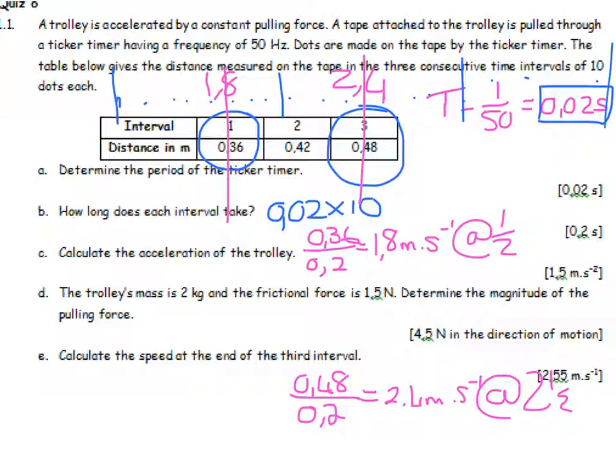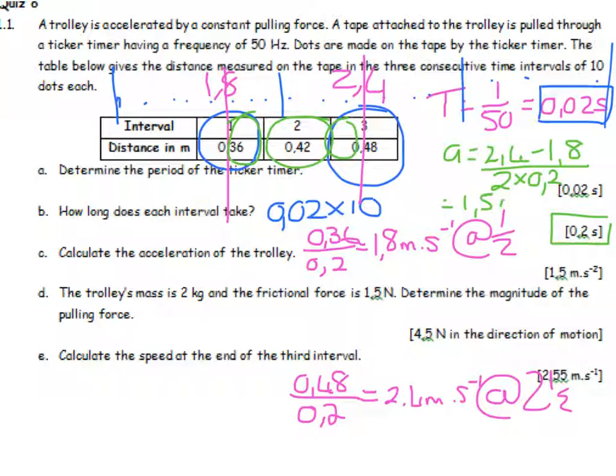When I'm working out acceleration, acceleration is going to be equal to change in velocity, 2.4 minus 1.8, divided by the time. And the time is half an interval, a full interval, and half an interval. So it's 2 intervals, 2 times 0.2. That is the length of time for an interval. And my answer will turn out to be 1.5 meters per second squared.